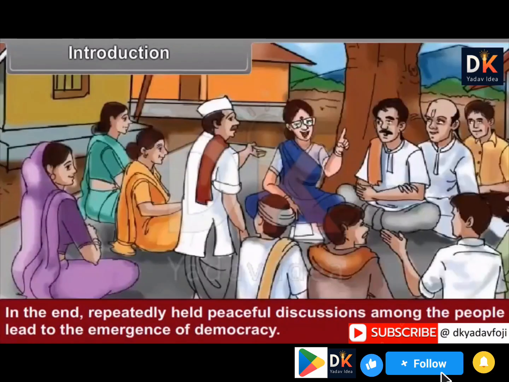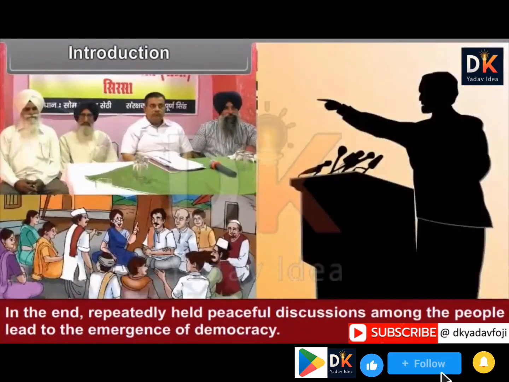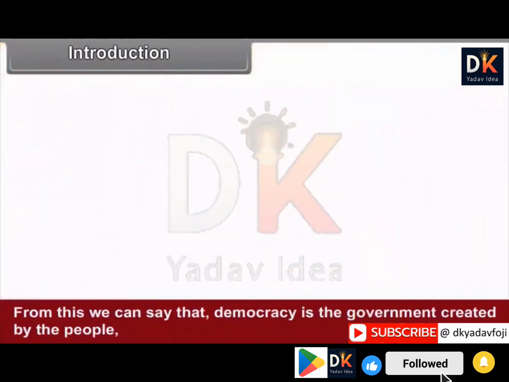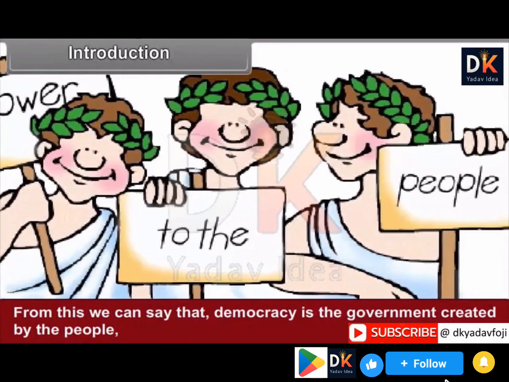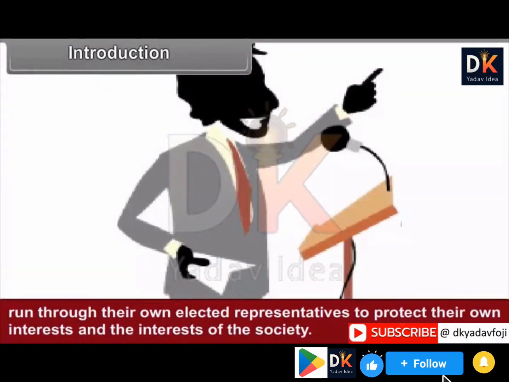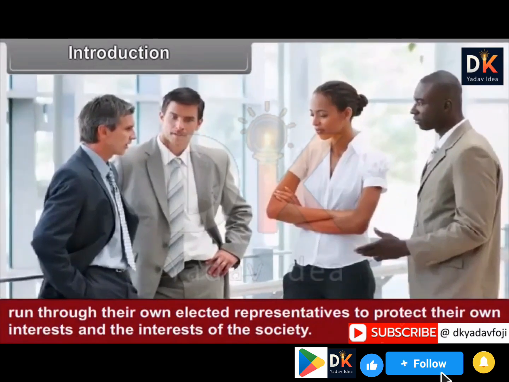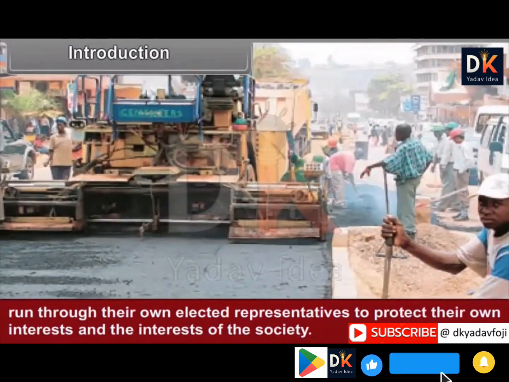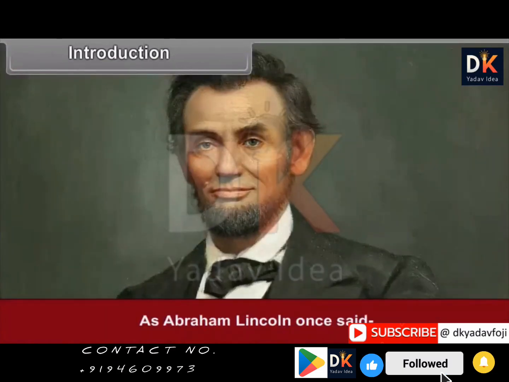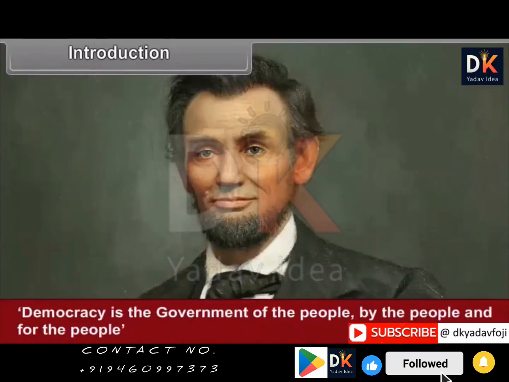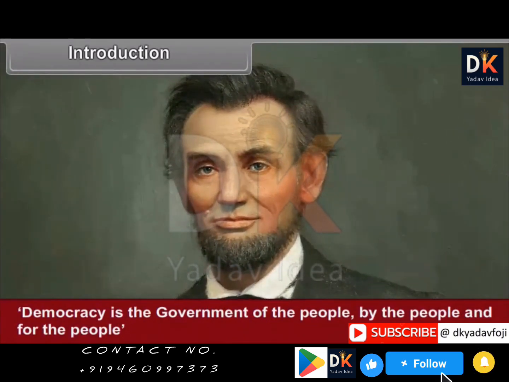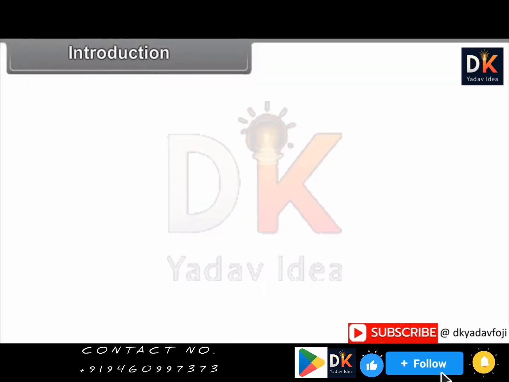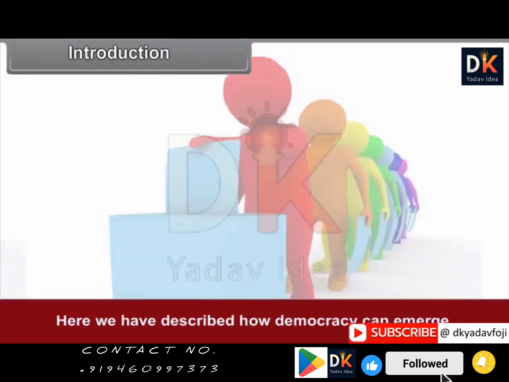In the end, repeatedly held peaceful discussions among the people lead to the emergence of democracy. From this, we can say that democracy is the government created by the people, run through their own elected representatives to protect their own interests and the interests of the society. As Abraham Lincoln once said, democracy is government of the people, by the people, and for the people. Here we have described how democracy can emerge.